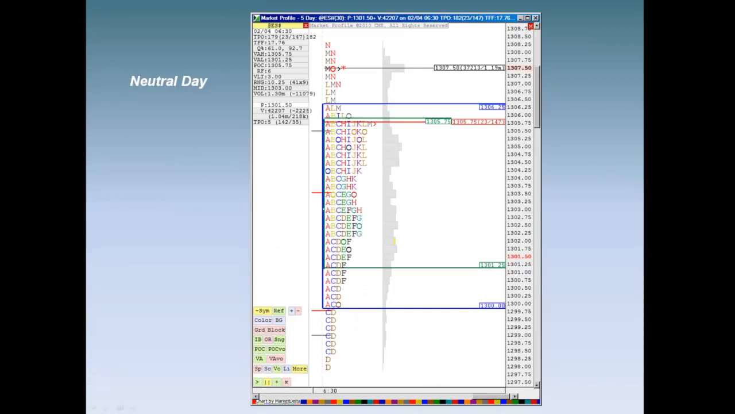Take a look at a recent day of trading that we just had here, and it was in fact a neutral day. Take a look, we'll begin with really our initial balance.